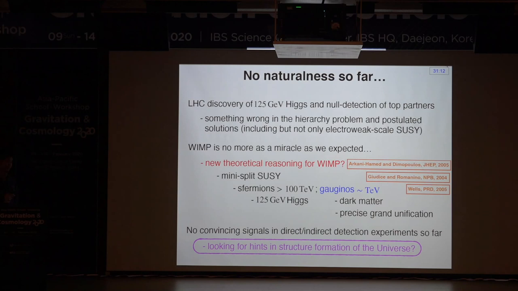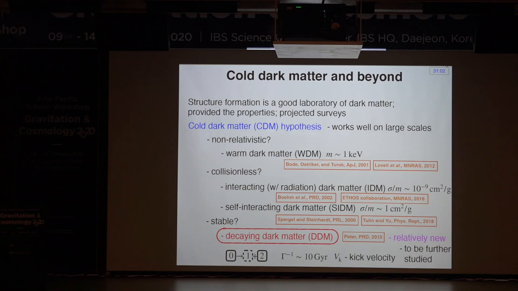Basically what we do is to take a look at the structure formation of the universe to hint at properties of dark matter. Let me be more clear. When we talk about structure formation of the universe, we usually assume cold dark matter. Here we assume that dark matter is highly non-relativistic, collisionless, and stable. And this assumption works very well for large-scale structure formation, say larger than the megaparsec scale. But the question is whether this assumption even works at small scales, say the kiloparsec scale.